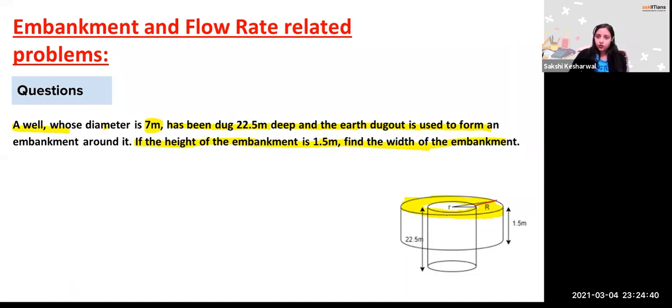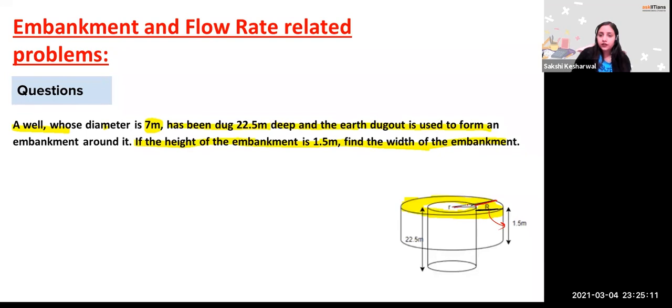So this is going to be what, beta? This is the width, right or not? So width is basically, if you just see that the embankment which you have made is what? A concentric, we can say a hollow cylinder, yes or no? So if you give a close observation, the volume of the well is equal to the volume of the what? Hollow cylinder, yes or no? We can say like this also, these are the hollow cylinders, right?